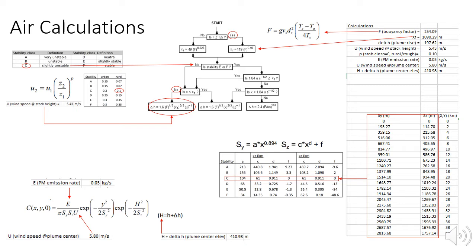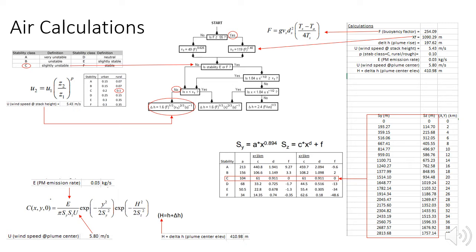Some inputs that I had to calculate beforehand: the H value here is the plume centerline elevation, so you had to add the plume rise to the stack height, and then you also had to correct your wind speed to the plume centerline as well.